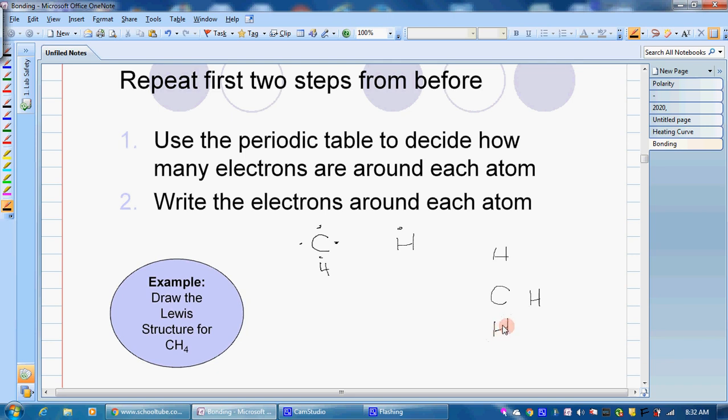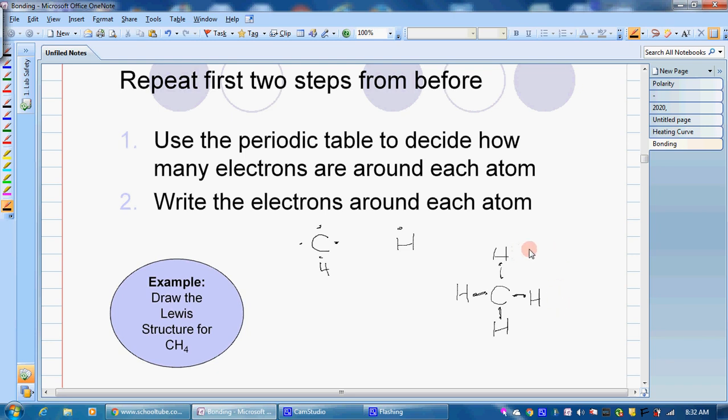Each hydrogen has 1 electron it can share, and the carbon has 1 on each side. So these just pair up. Every time 2 electrons pair up, we end up with a bond. Sometimes these are represented with 2 dots, and sometimes you'll see them drawn with a line.